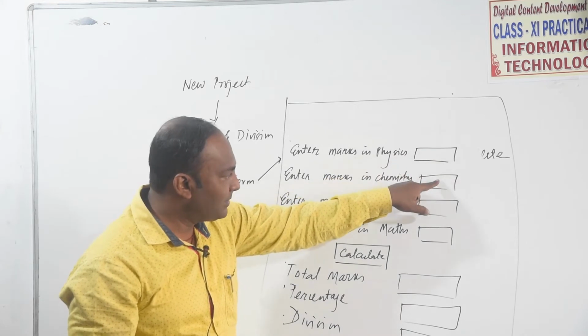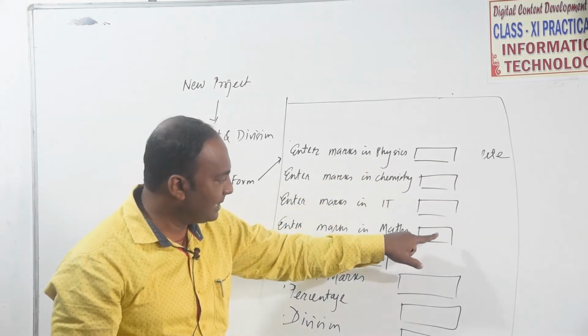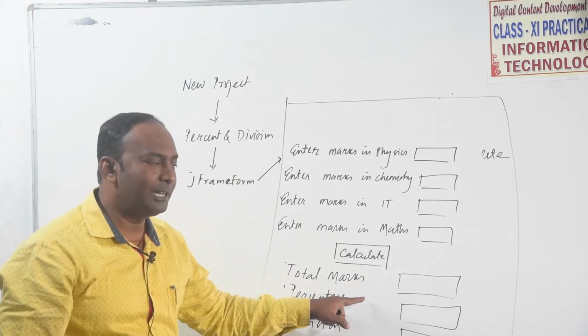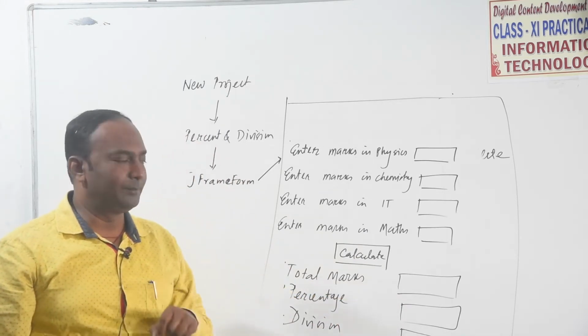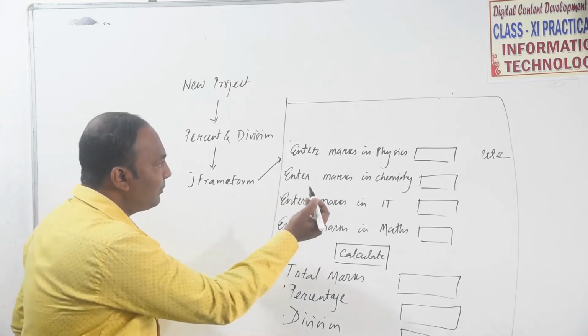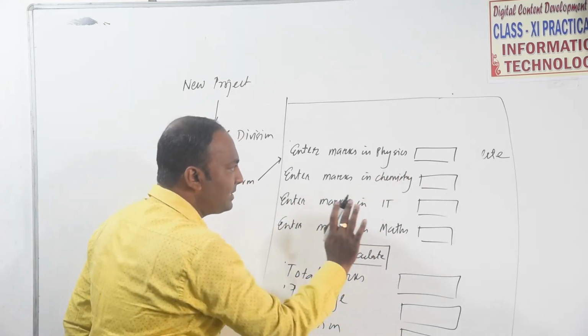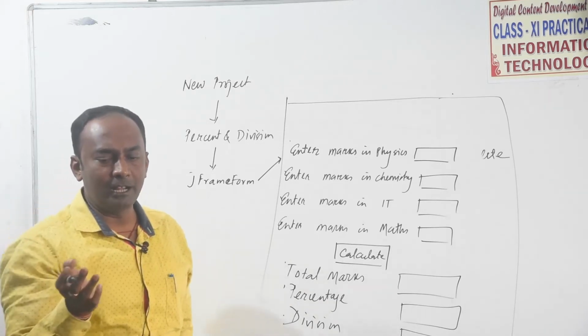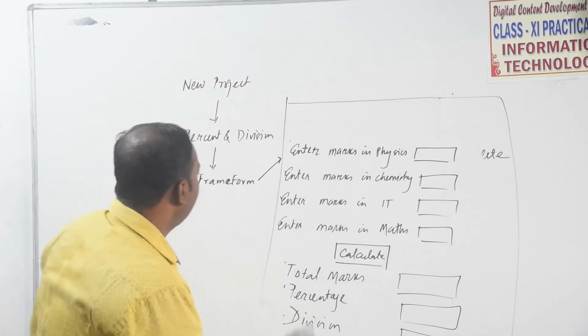jTextField1, jTextField2, jTextField3, jTextField4. In jTextField5, 6 and 7 you will display the total marks, percentage and division. So we have to enter the marks and we will display the result here. So this is the second program, and we will write down the coding in the computer, and I will explain that.